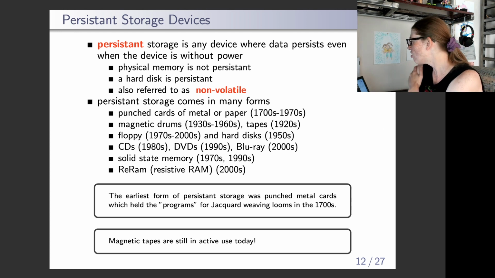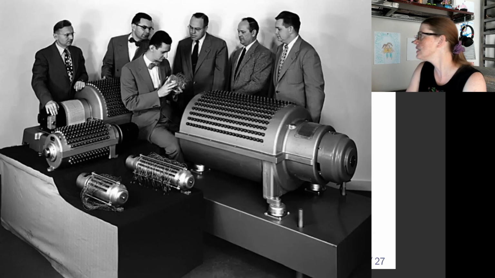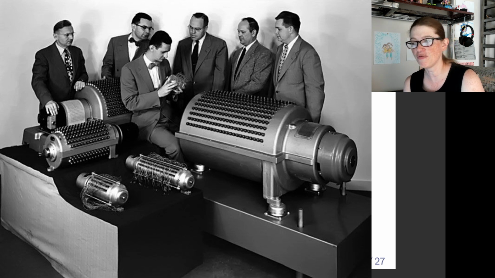Now, there have been all kinds of other interesting ways that we've had persistent storage. I'm going to bring up some pictures here. We've got this concept of magnetic drums. There it is. These are magnetic drums, and they use a magnetic medium inside to store data in terms of orientations of magnetic fields.